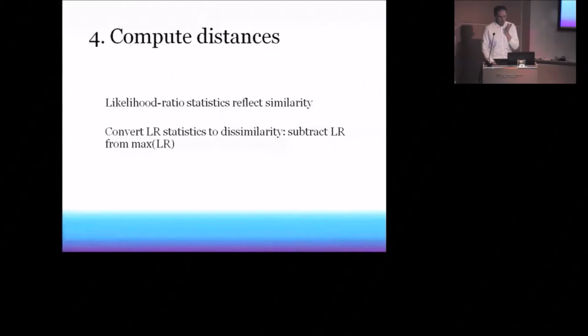Part 4. We've got our profiles. Let's compute the distances. I already explained how to do this, right? Likelihood ratio statistics. Now, the likelihood ratio statistic is an expression of similarity. Okay, so we need to convert that to dissimilarity, to distances. And the very sophisticated and complex way we do that is to identify the maximum likelihood ratio in our entire set and subtract everything else from that. Okay, so if you're big, you become small. If you're small, you become big.